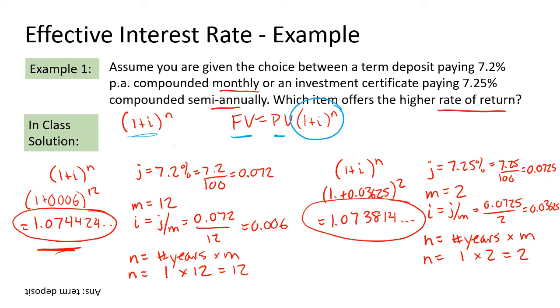So in other words, once you compare those two numbers, you write, therefore, the term deposit provides the higher rate of return. Okay? Make sure, rather than just circling one in an answer, you make sure you write which one is actually more, which provides the higher rate of return.